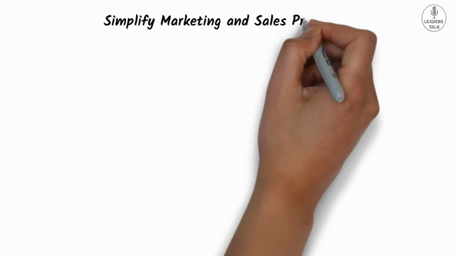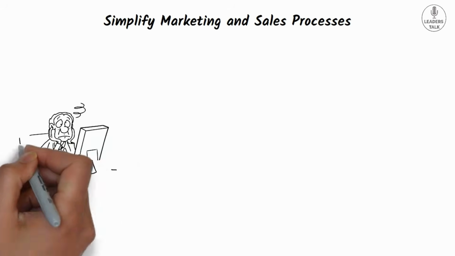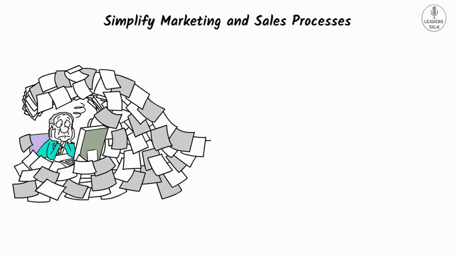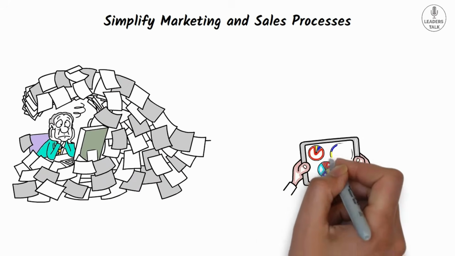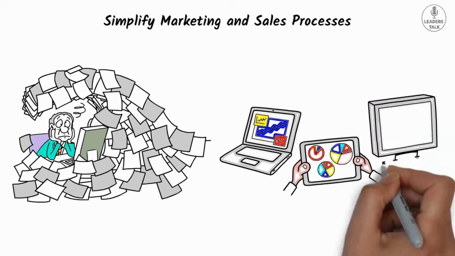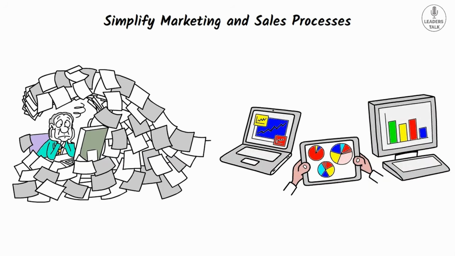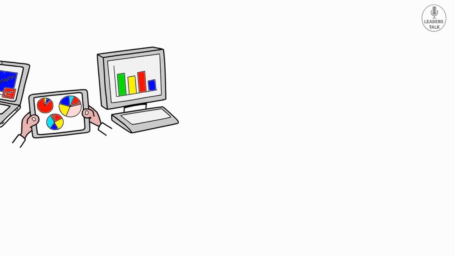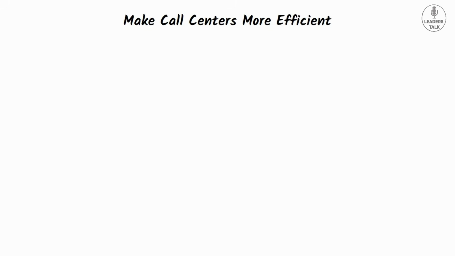Objectives of CRM. Simplify marketing and sales processes. One of the primary objectives of CRM is to streamline marketing and sales processes. By implementing CRM systems and automating tasks, businesses can eliminate manual and repetitive work, improve efficiency, and provide a seamless customer journey from lead generation to conversion. Make call centers more efficient.